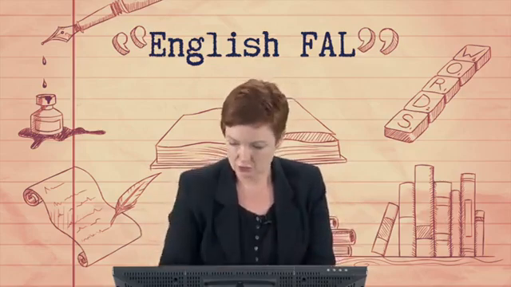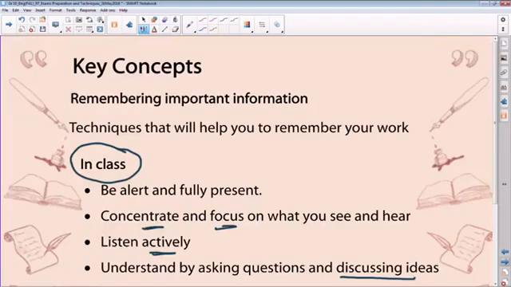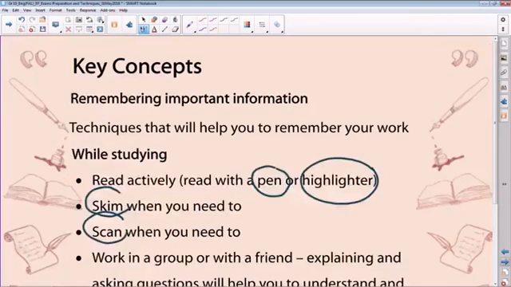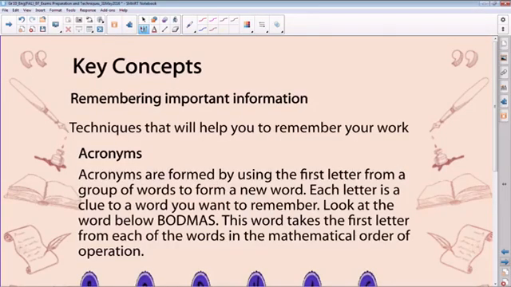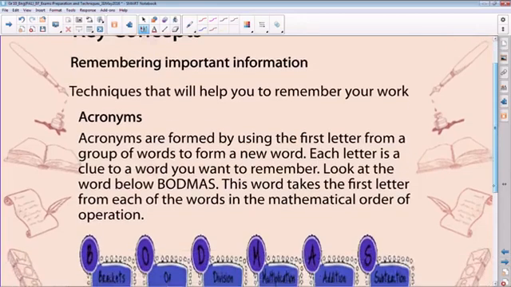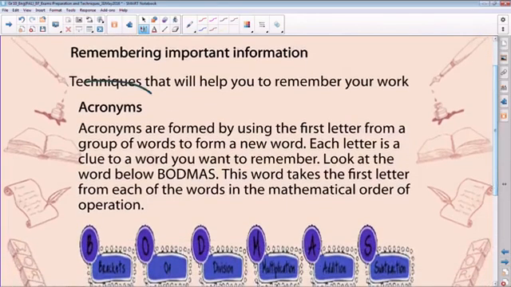So you've remembered your story. Let me show you another memory technique that I find quite useful as well, and it is called acronyms. Now, an acronym is using the first letter from a group of words to form a new word. So if you have a list of words you need to remember, take the first letter of each of those words and try and create for yourself another word.